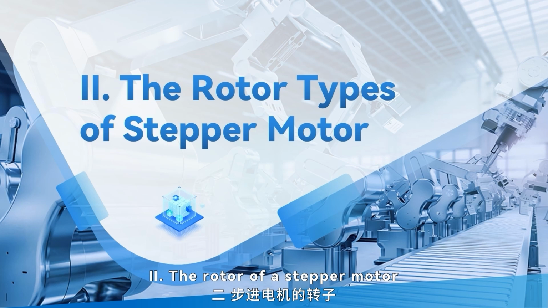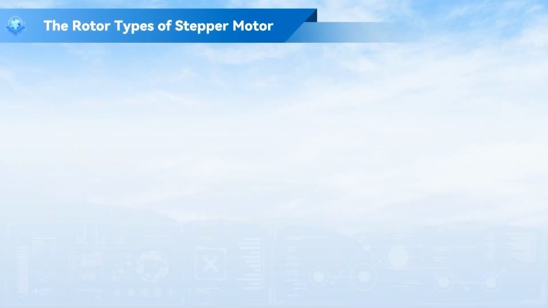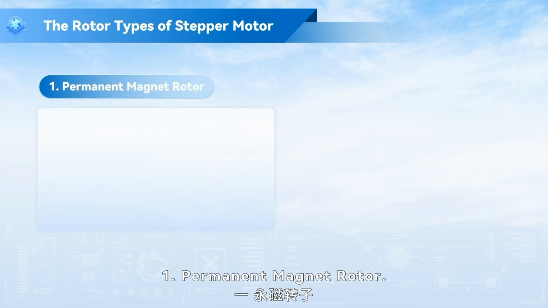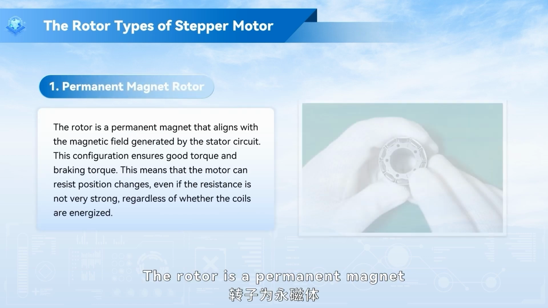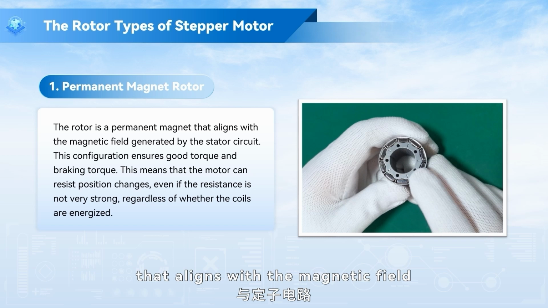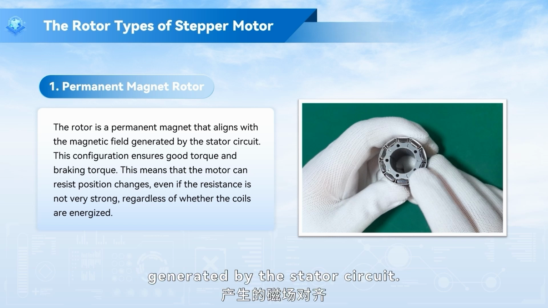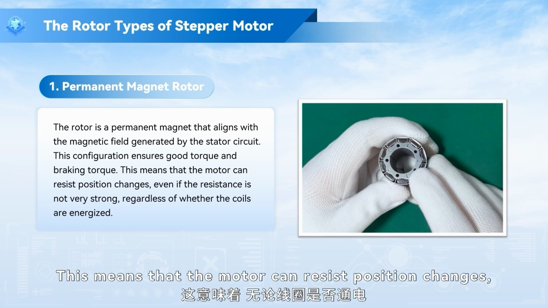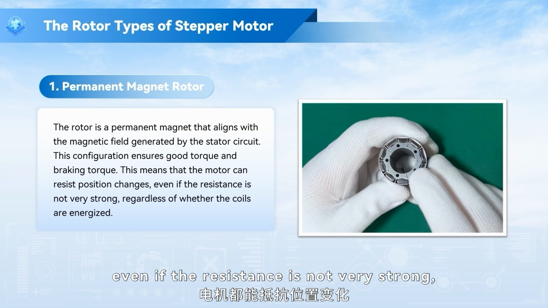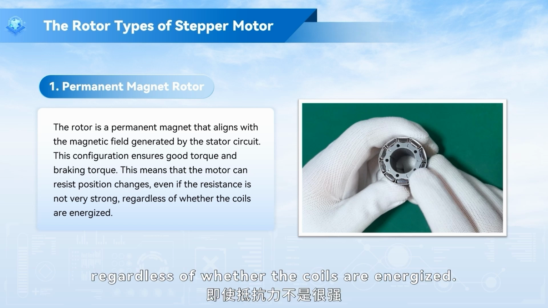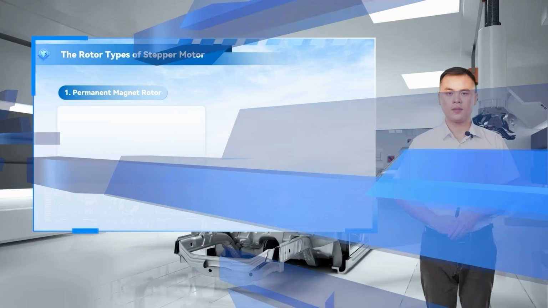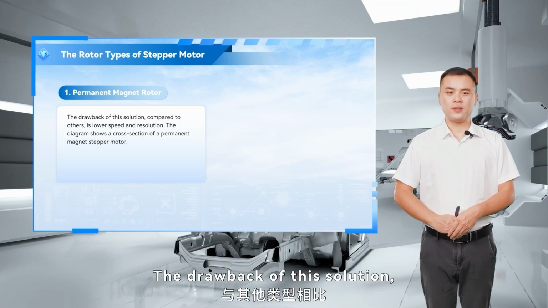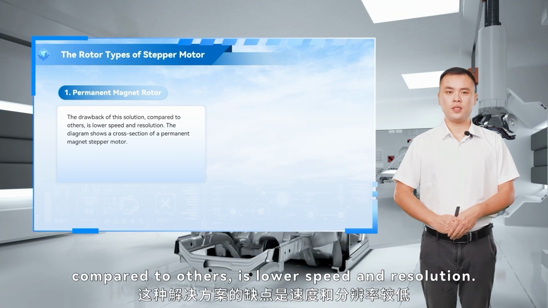2. The rotor of a stepper motor generally comes in three types. 1. Permanent magnet rotor. The rotor is a permanent magnet that aligns with the magnetic field generated by the stator circuit. This configuration ensures good torque and braking torque. This means that the motor can resist position changes, even if the resistance is not very strong, regardless of whether the coils are energized. The drawback of this solution, compared to others, is lower speed and resolution.